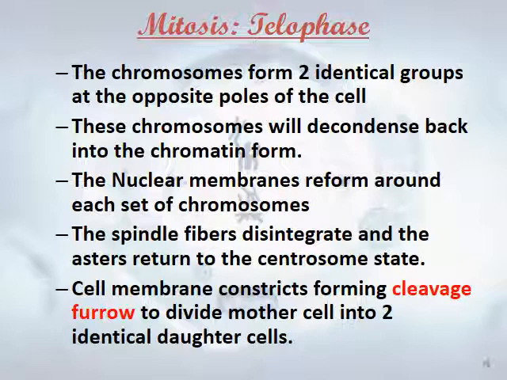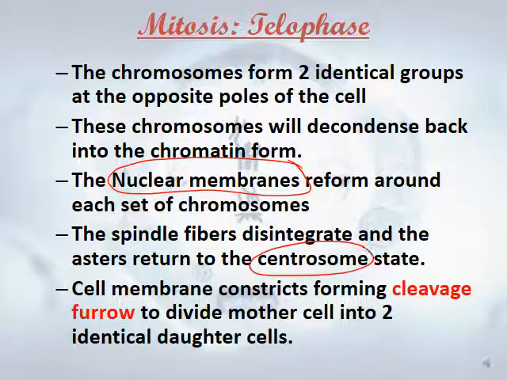So the events of telophase: the chromosomes form two identical groups at the opposite poles of the cell. These chromosomes decondense back into the chromatin form. The nuclear membranes reform around each set. The spindle fibers disintegrate, and the asters return to the centrosome state. The cell membrane constricts, forming a cleavage furrow to divide the mother cell into two identical daughter cells. So here we talk about telophase.